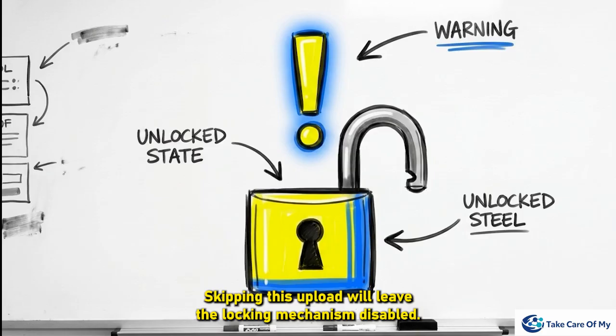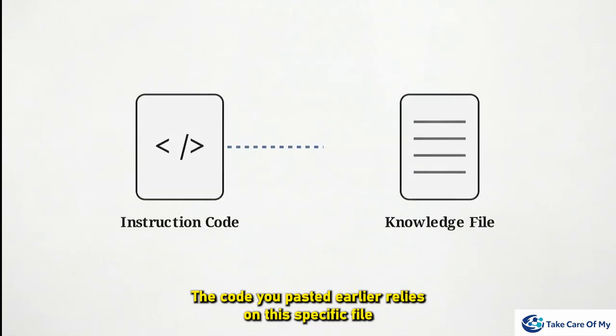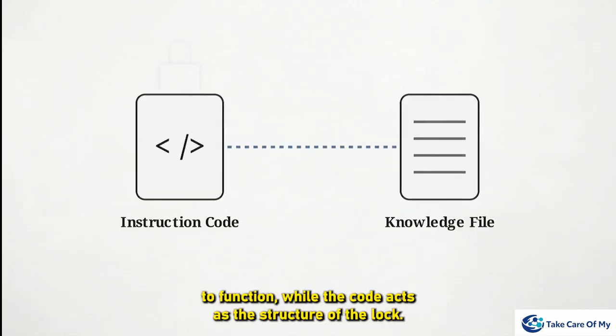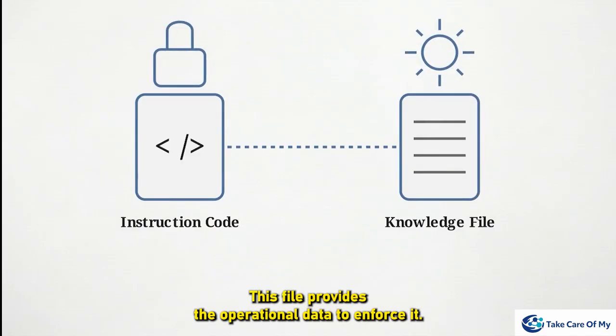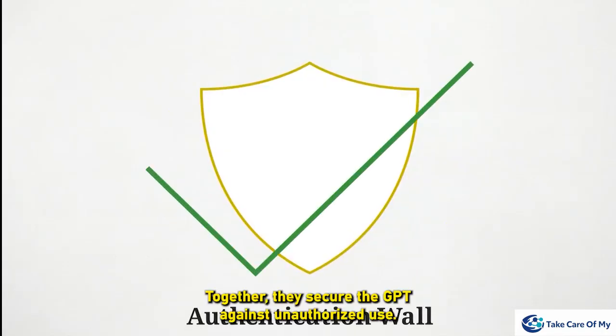Skipping this upload will leave the locking mechanism disabled. The code you pasted earlier relies on this specific file to function. While the code acts as the structure of the lock, this file provides the operational data to enforce it. Together, they secure the GPT against unauthorized use.